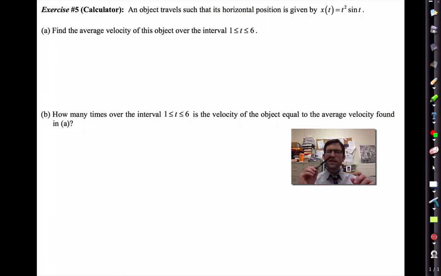All right, this next one's a fun problem because it's calculator based and gives you a good sense for how you have to be able to use your graphing calculator. An object travels such that its horizontal position is given by x of t equals t squared times sine t. Letter A asks us to find the average velocity of this object over the interval 1 to 6. So why don't you go ahead and do that?